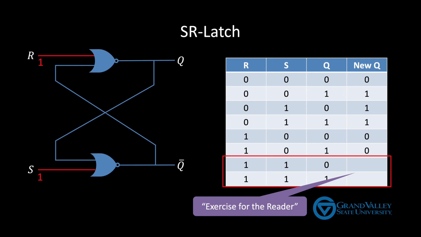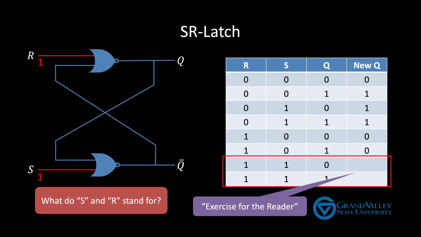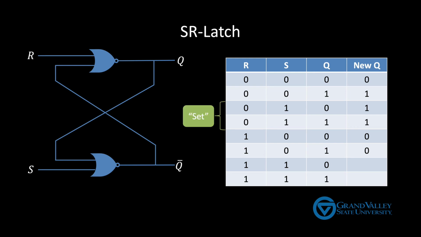So now, based on the circuit's behavior, can you guess what R and S stand for? Which of course tells us why it's called an SR-latch. As you may have guessed, S stands for set. When we put a 1 on S, we're telling the circuit to set its state to 1. And R stands for reset. A 1 on R tells the circuit to reset itself to 0. If neither R nor S are 1, meaning they're both 0, the circuit neither sets nor resets, it just holds its current value.